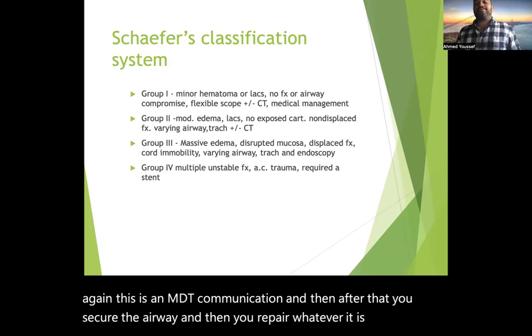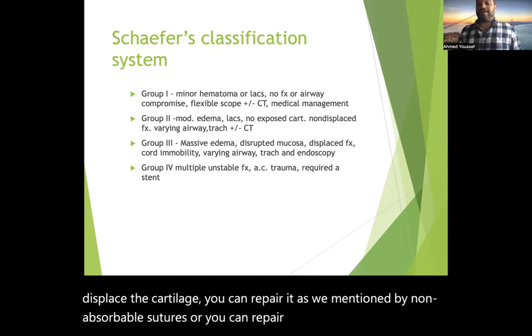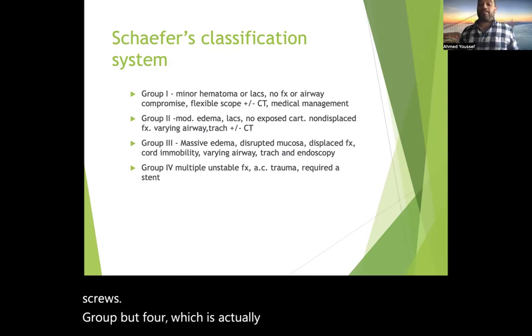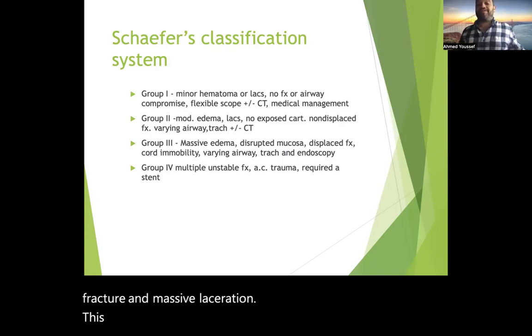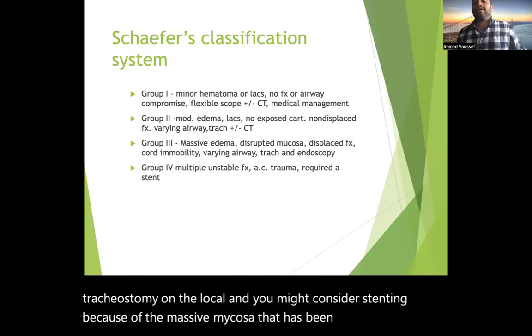So if it's a displaced cartilage, you can repair it, as we mentioned, with non-absorbable sutures, or you can repair it with mini plates and screws. Group 4 is actually unstable fracture, multiple unstable fractures, and massive laceration. This definitely needs to be fixed, and this will need a tracheostomy under local. And you might consider stenting because of the massive mucosa that has been damaged.